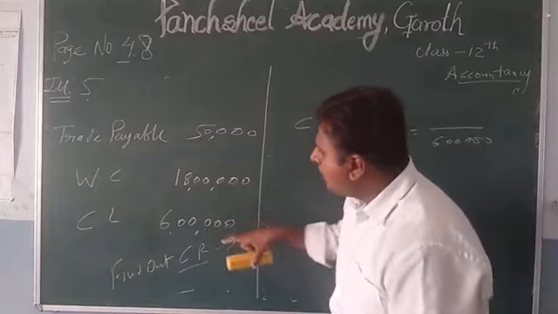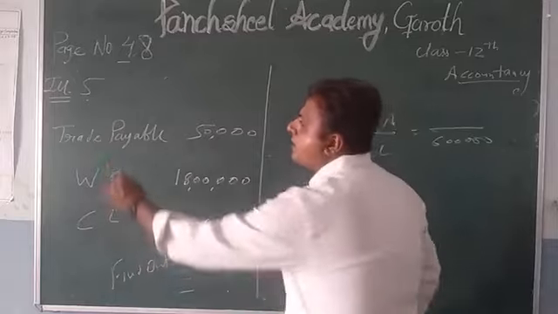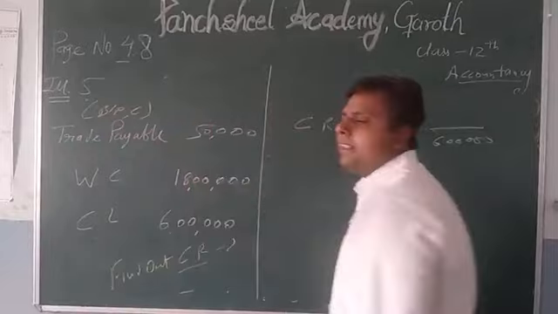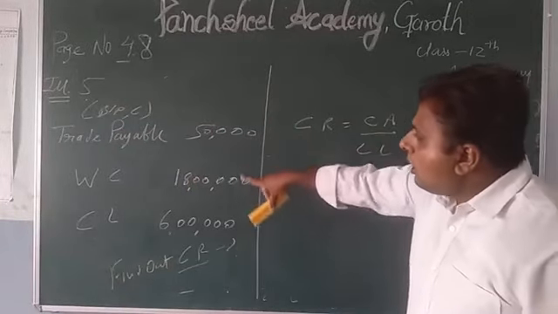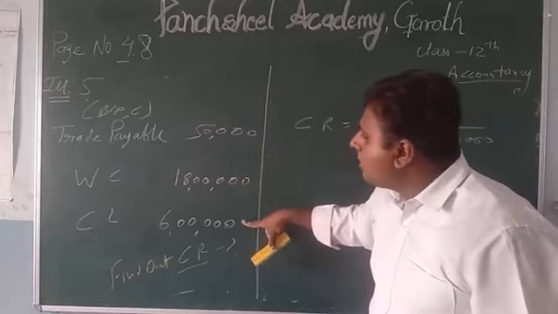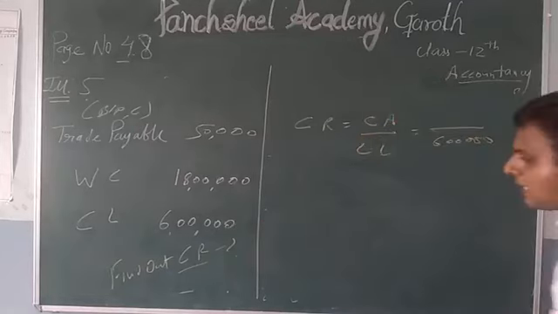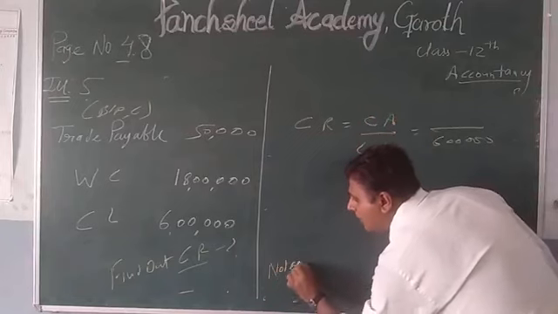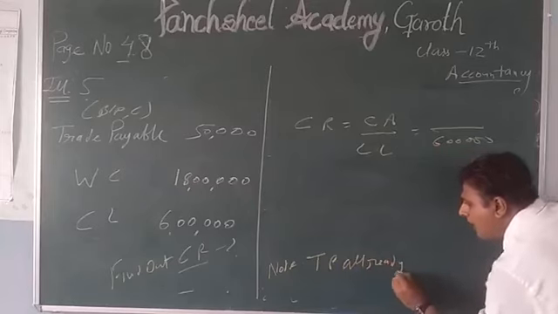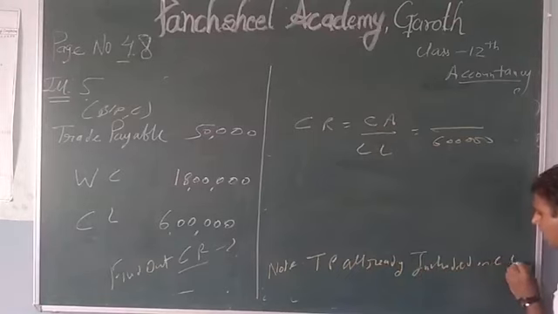Here, one more thing is to be noticed. Current liability, trade payables. You know what trade payables are? Bills payable and creditors come under it. So this 50,000 is already included. So you don't have to write it again. So we will just take current liability 6 lakh and we will write a note: trade payable already included in current liability.